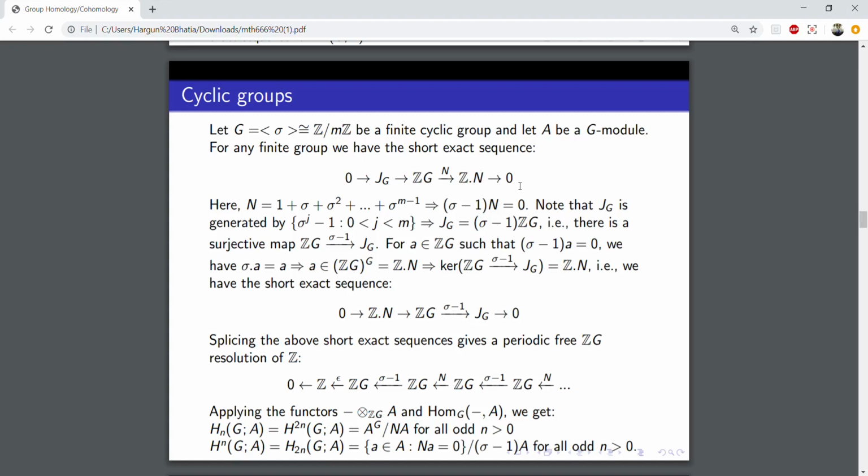Now what is the norm element here? That is the summation 1 plus sigma up to sigma to the n minus 1, which means that sigma minus 1 annihilates the norm element N.